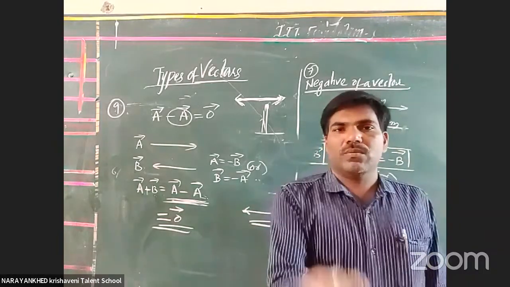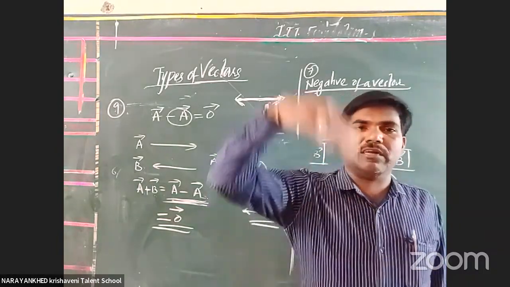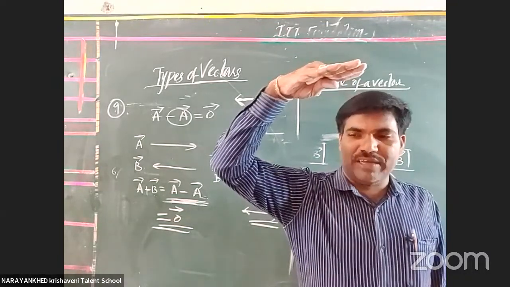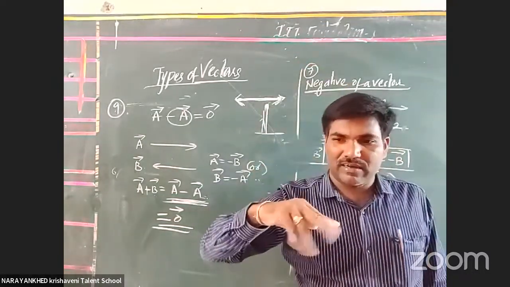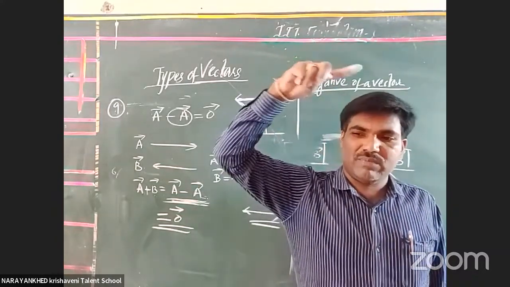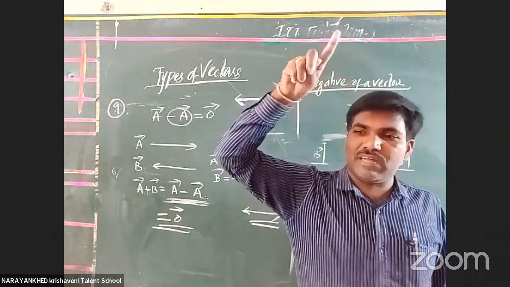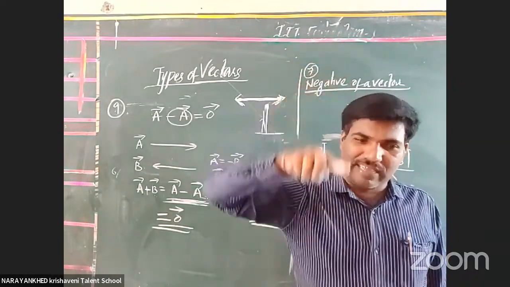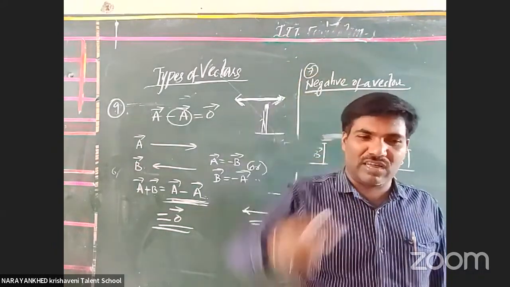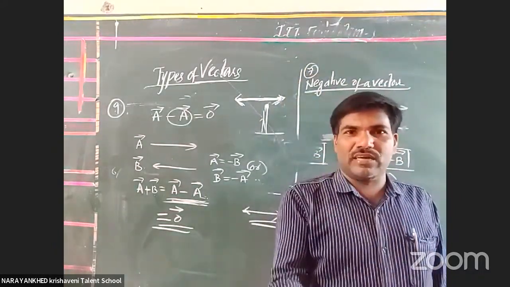Now it reaches here. Again it starts falling. From where? Here only. When it moves in this direction, that is the initial vector. The terminal vector is like this here. Clear or not? Is it along the same direction, or opposite?